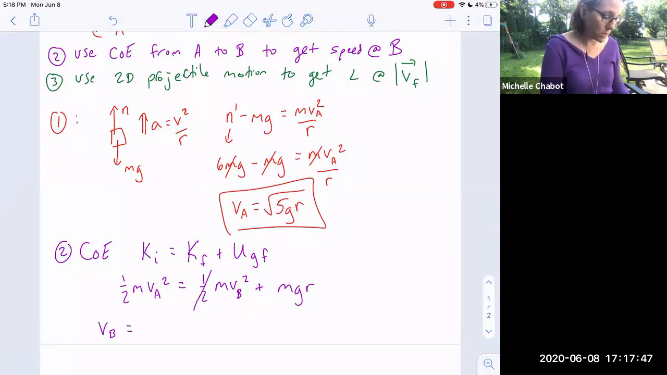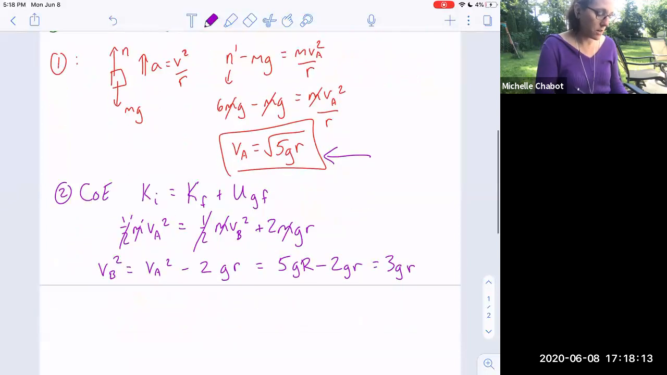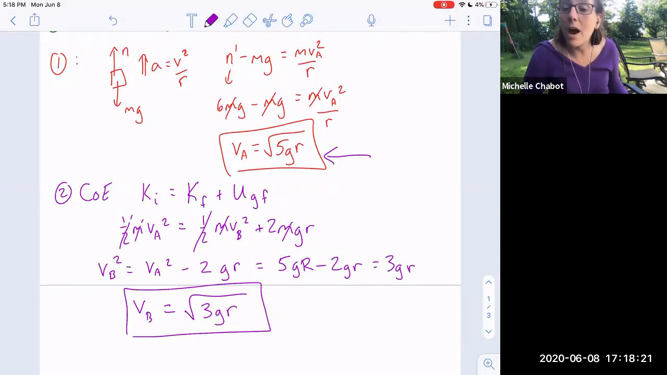Now I can solve for VB and plug in for VA. So VB squared: I'm going to cross off my halves and add a 2. My masses cancel everywhere. So VB squared is equal to VA squared minus 2GR. Now I can plug in for my VA. VA squared would be 5GR minus 2GR, so that gives me 3GR. So the speed at B is going to be equal to the square root of 3GR. And again, I'm going to box that as a key result from that conservation of energy step.